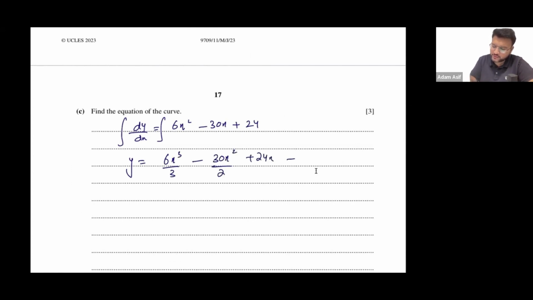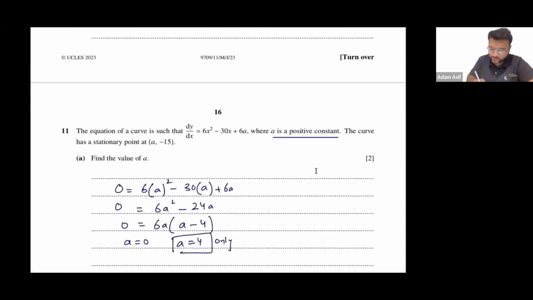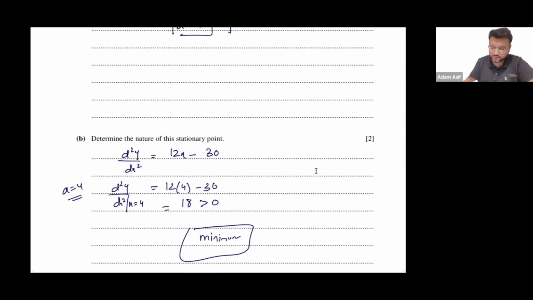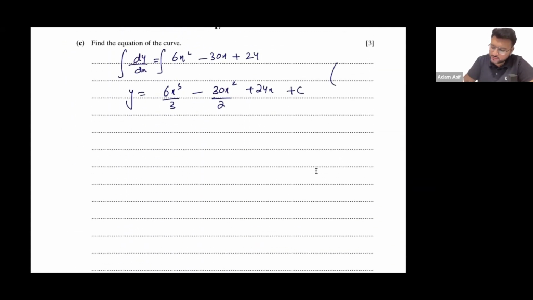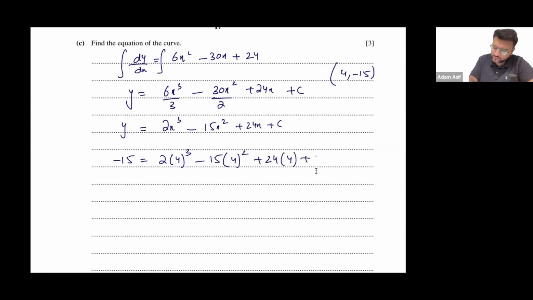plus 24x plus c. Now which point is already given to you? You have the point given, a comma minus 15, on the curve. So a comma minus 15 means 4 comma minus 15. Just plug in these values. So when y is minus 15, x is 4. And we are going to solve for the value of c.